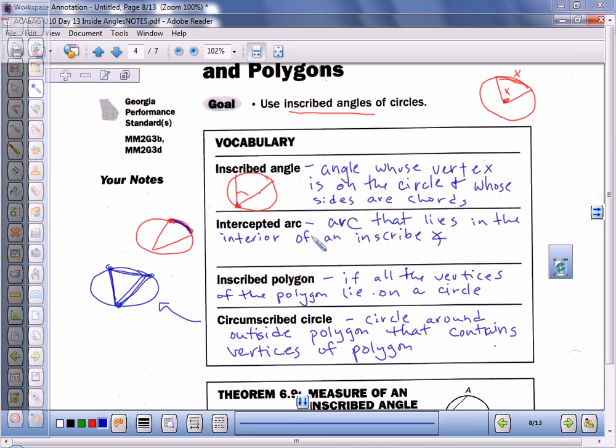Inscribed polygon, we already studied these. We constructed some stuff with the polygons, didn't we? Inscribed polygon means the vertices of the polygon lie on the circle, and circumscribed circle means the circle is around the polygon whose vertices lie on it.